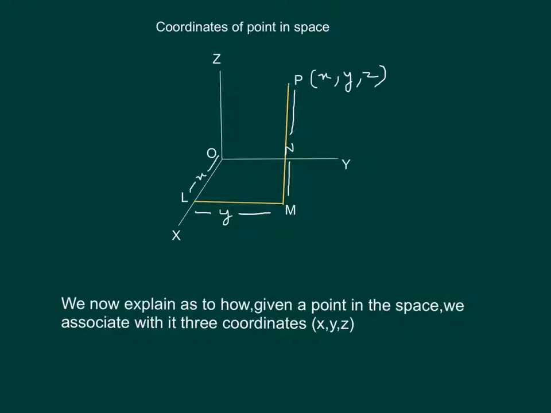Note that our point P in space is lying in the first octant, that is x, o, y, z. And so all the coordinates of the point x, y and z are positive. If P was in any other octant, then the signs of x, y and z would change accordingly.